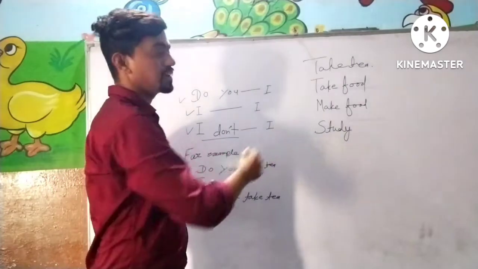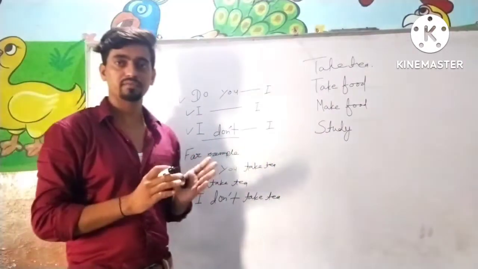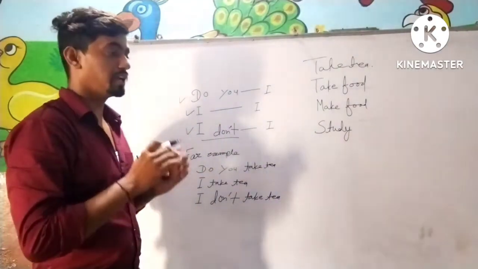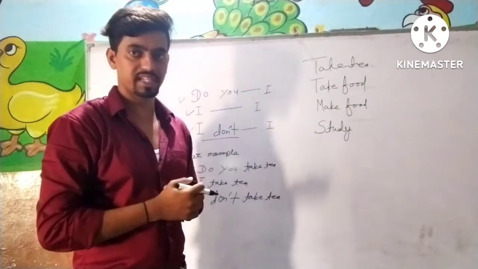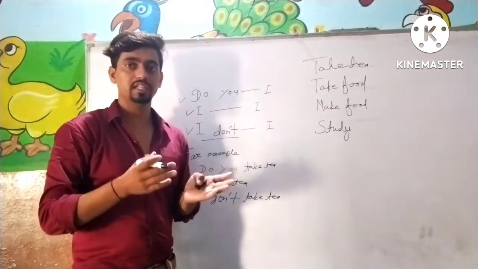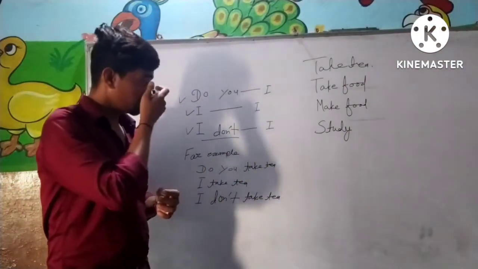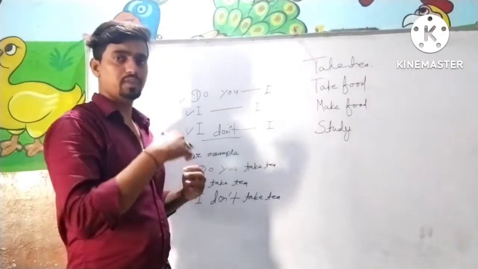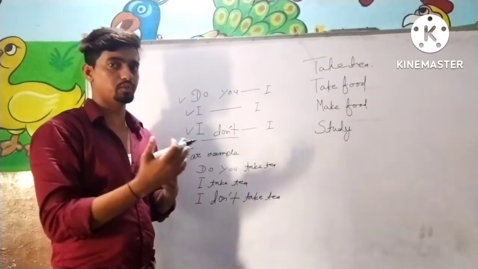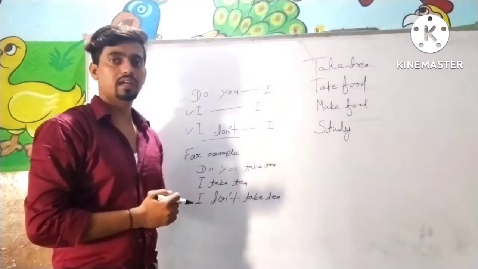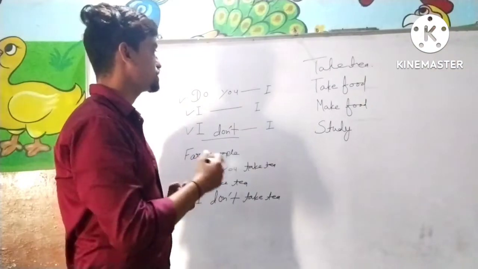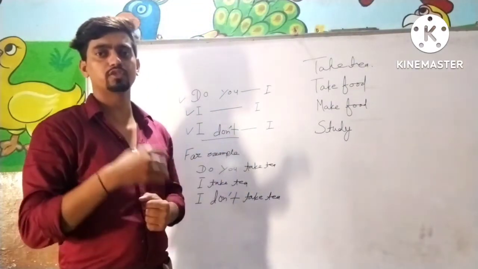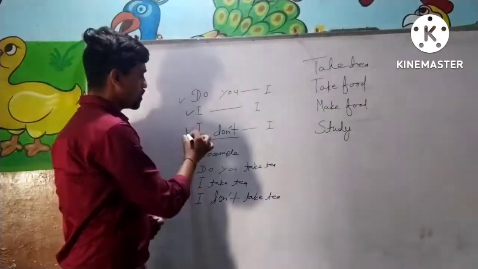Like that, the next action is study. And please everyone remember that we use the first form of action when we are talking about the present and our daily routine. There is nothing to learn. For study, we are talking about the present, and if we are asking the question, we will say, do you study? If we are answering, we will say, I study. And if we want to refuse, we will say, I don't study.